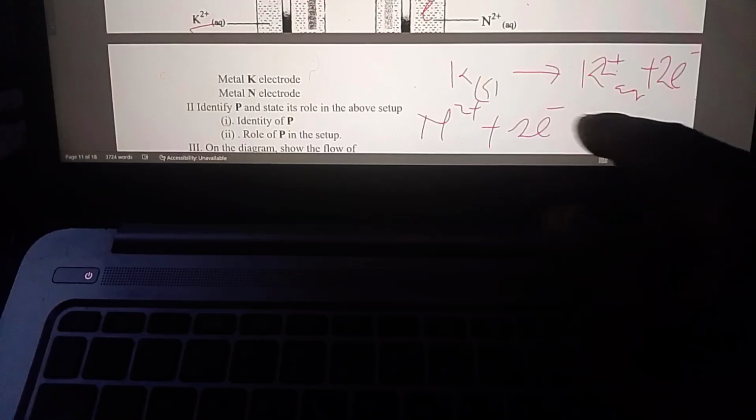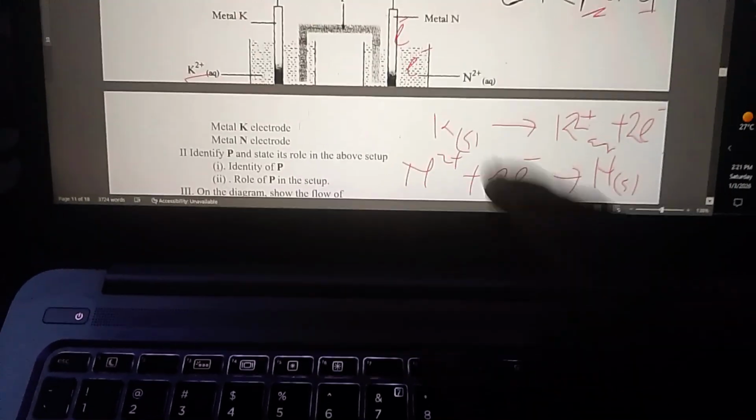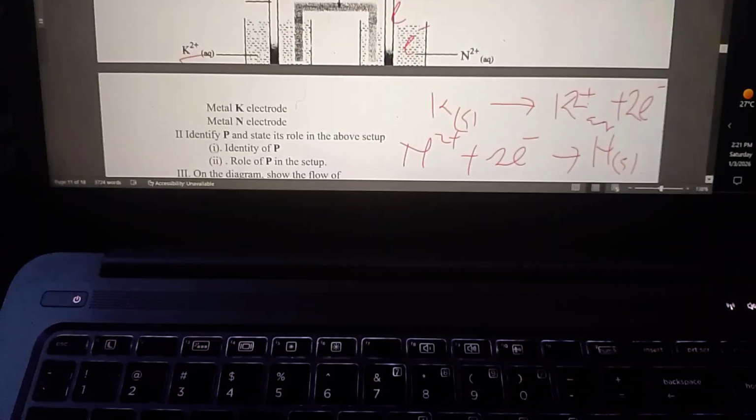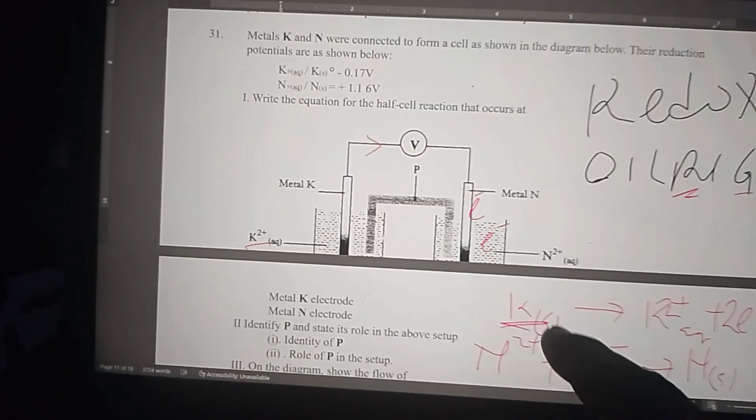And for the N then will be N2 plus, gaining all 2 electrons that are lost by K, and in the end you're going to form atoms of N, and these atoms will be in solid state, so they'll be sticking on this N metal rod. And in the end, because you are releasing atoms of N that are sticking here, each atom has some mass, so that mass is going to lead to this metal N actually increasing in mass.